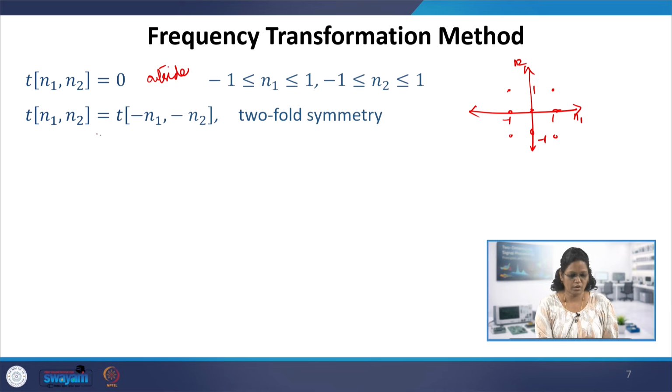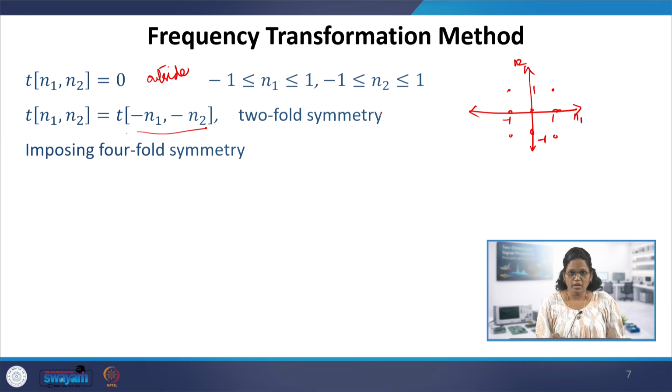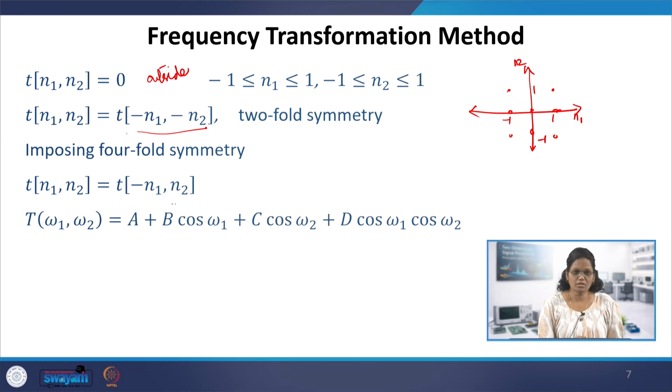So T of n1 comma n2 is taking T of minus n1 comma minus n2, that is equal to T of n1 comma n2, and so the twofold symmetry restricts the coefficients to be estimated. If you make it fourfold, that T of minus n1 comma n2 is also equal to T of n1 comma n2, then it further reduces the number of coefficients to be estimated. So right now, fixing the region of support as the first, because it is unknown, and then imposing the twofold symmetry or even the fourfold symmetry, we get fewer coefficients.